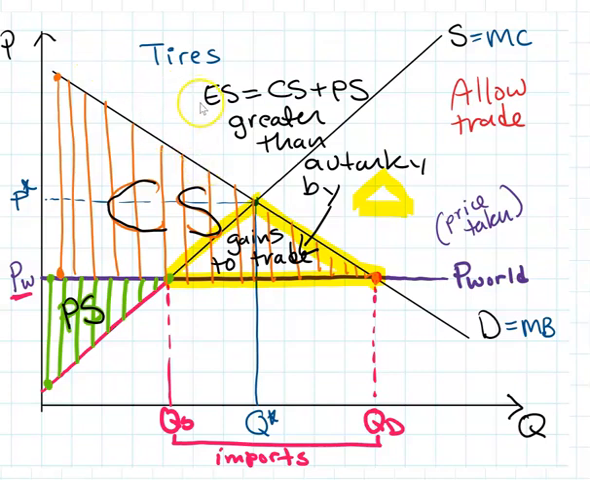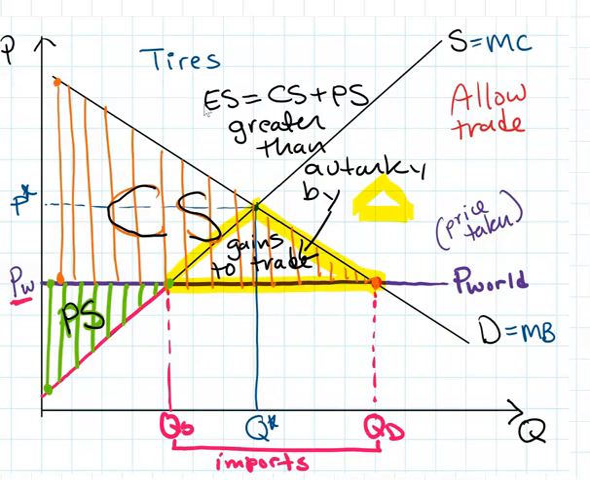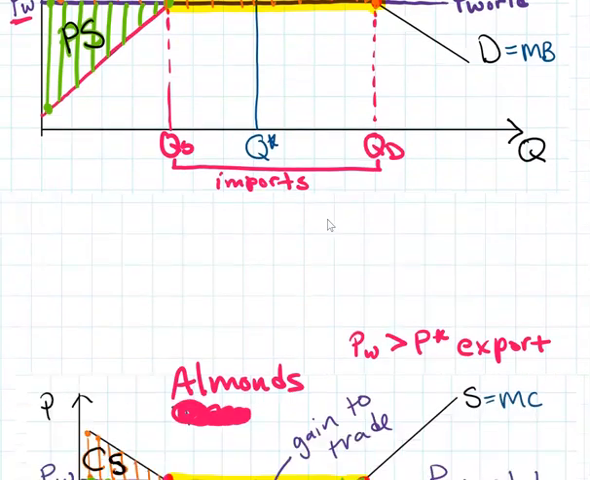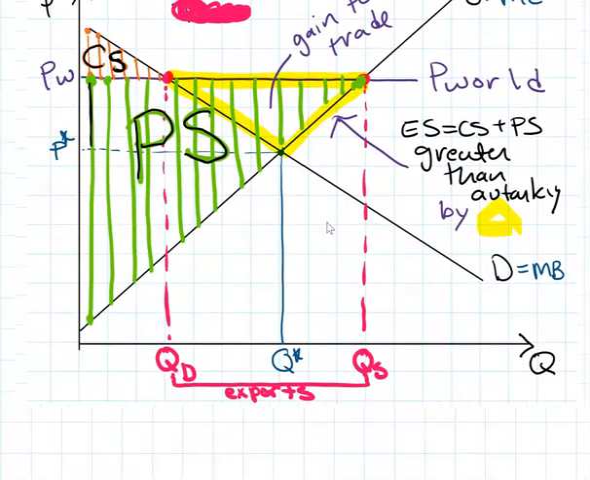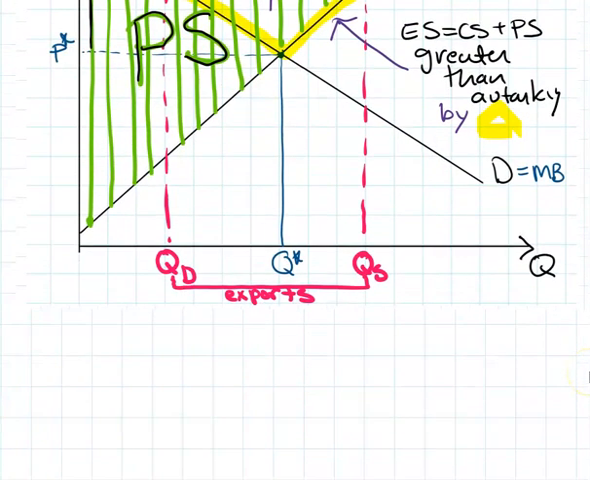All right, in the previous videos, first we looked at autarky, then we went to what if we have trade, and we showed there's a gain to trade from importing that goes to the consumers. And we also looked at what if the world price is above our domestic price, there can also be a gain for exporting, right? We looked at both of those, importing and exporting.